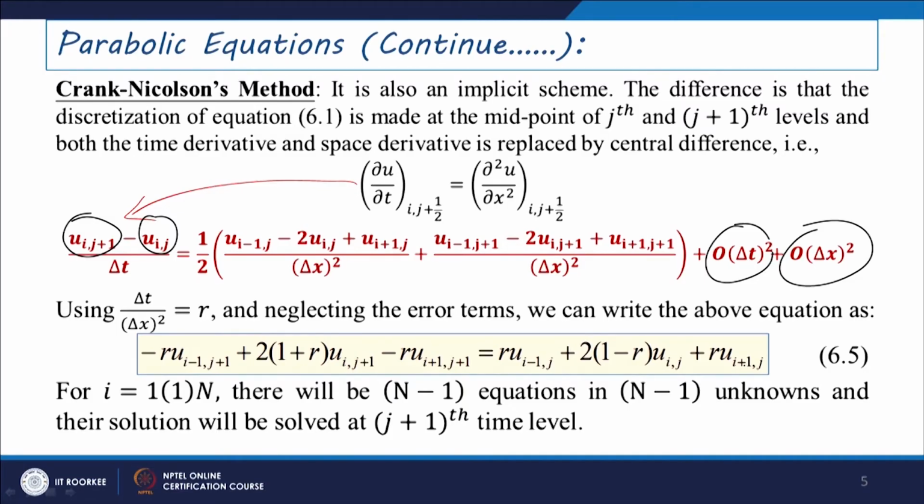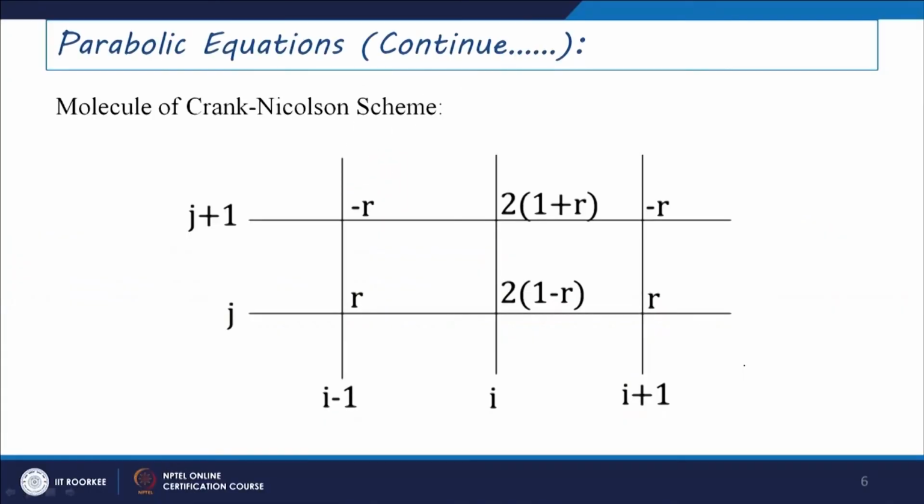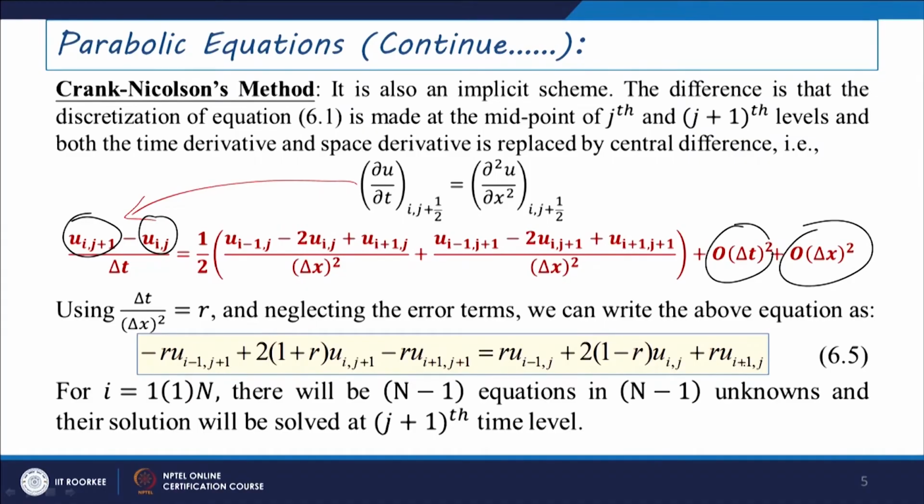Since at the jth level all values are known to us at the beginning of this calculation, these values will be taken from the boundary conditions and can be implemented for the further calculations. If you look at the molecule of this Crank-Nicolson scheme, we can find that at the j plus 1th level all the coefficients are taken as r del t by del x square.